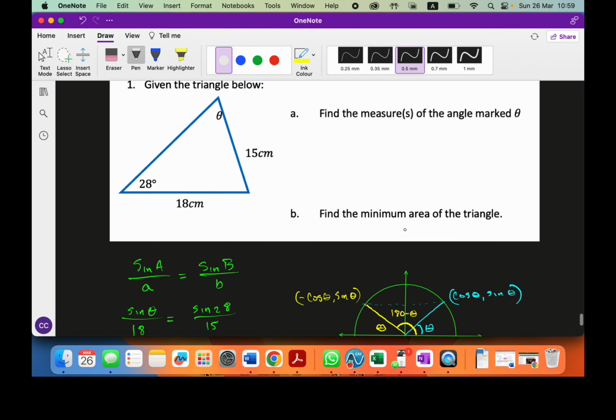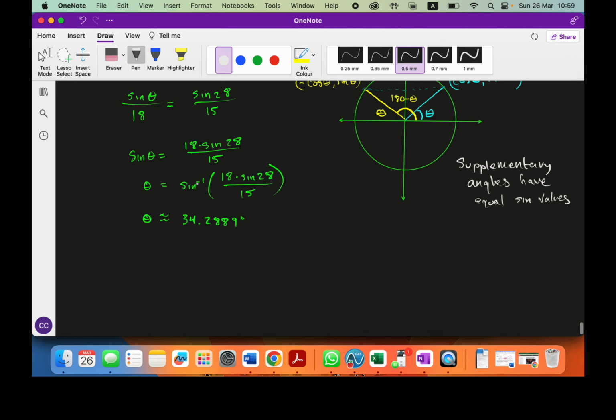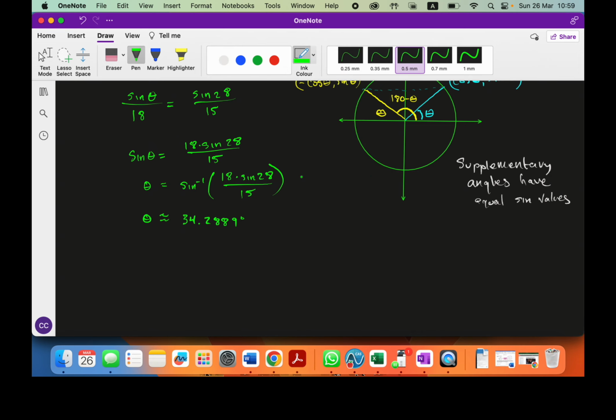So because we've used the sine rule and because of the nature of sine, what's actually happening here is I have two possible triangles. The first triangle I'll make in green here is the one with that acute angle on the top. Again, nothing's changed here. This is still 18, this is still 15, this is still 28. But this angle here is that 34.2889.